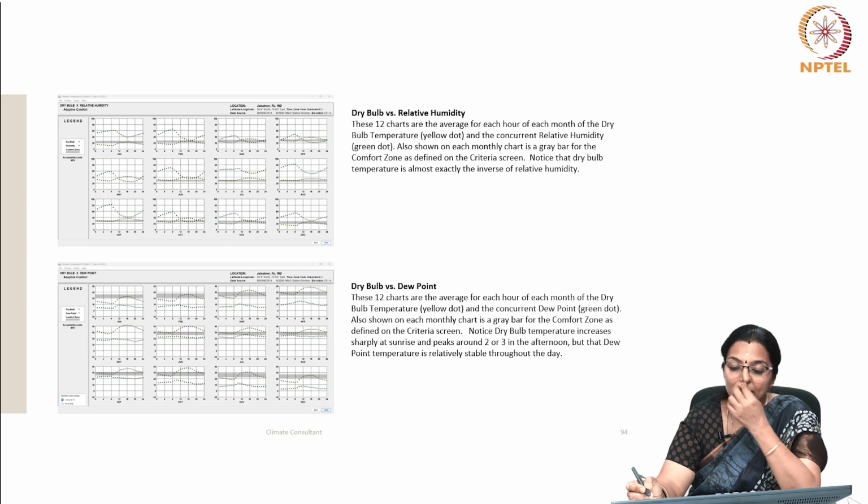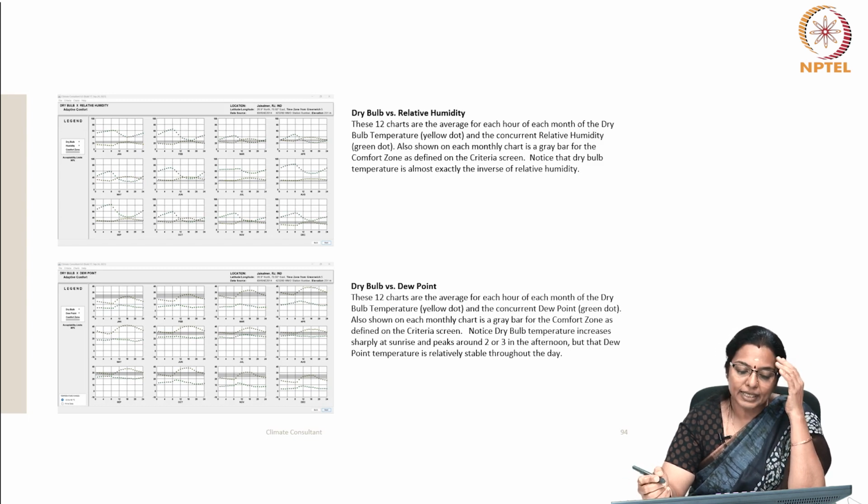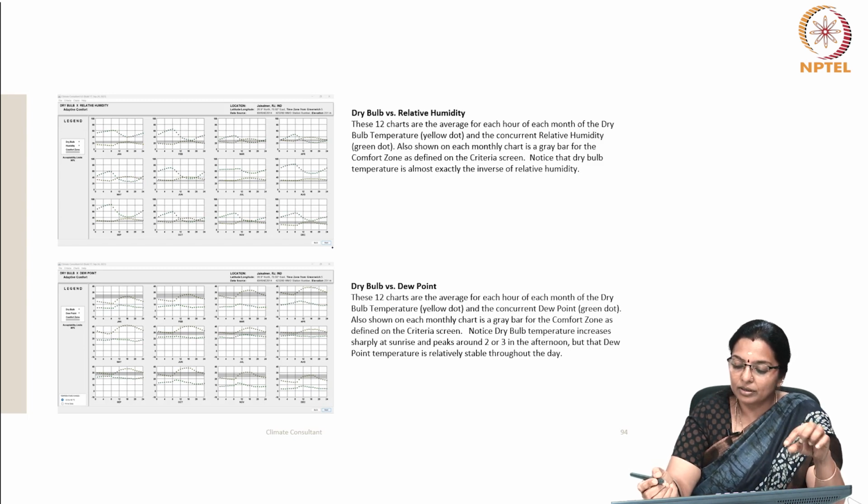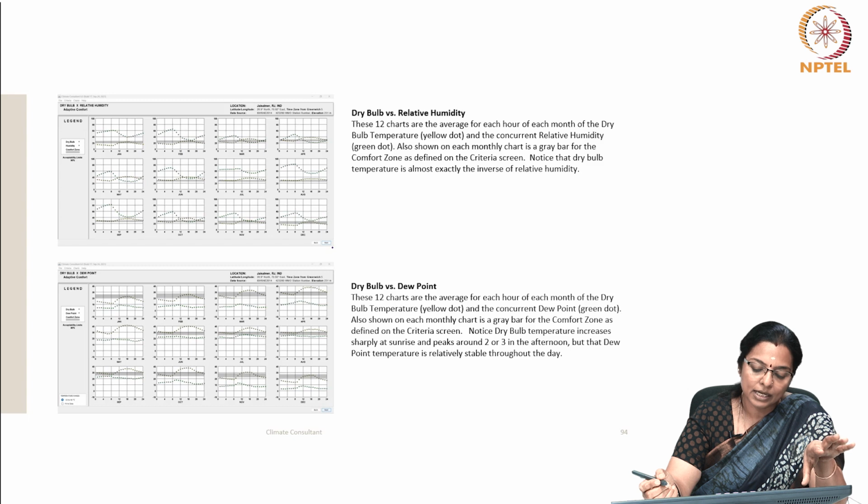Here is a chart showing the dry bulb temperature and the relative humidity. These 12 charts are the average of each hour of each month of the dry bulb temperature, which was actually a yellow dot, and the concurrent relative humidity. Also shown on each monthly chart is a grey bar for the comfort zone as defined in the criteria screen. Notice that dry bulb temperature is almost exactly the inverse of relative humidity because the capacity of air to hold water increases with increasing temperature.